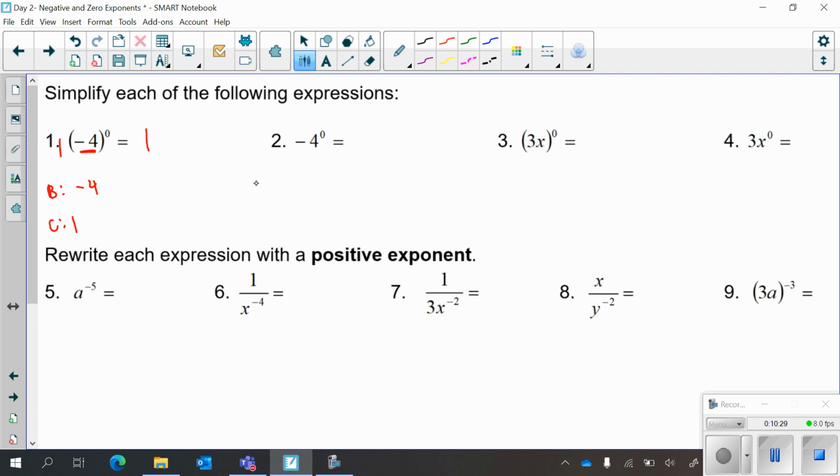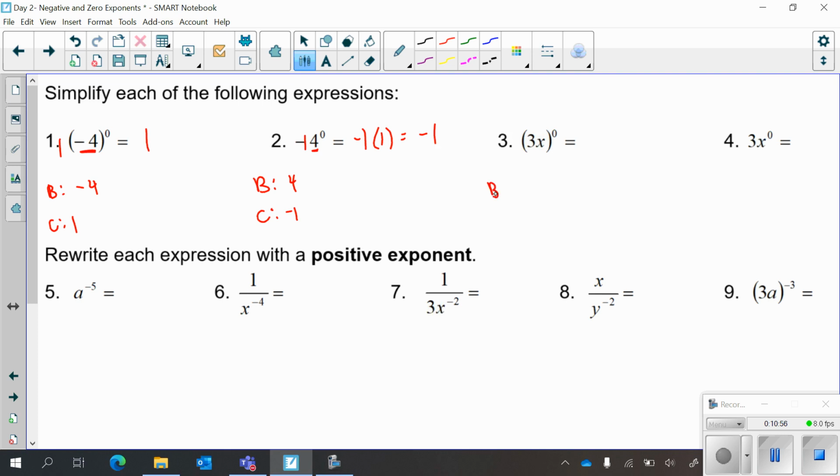For the next one, your base is not -4. The only thing attached to the exponent is 4. And then your coefficient is -1. So yes, the 4 to the 0 goes to 1, but we still have the -1 in front. So this would be -1.